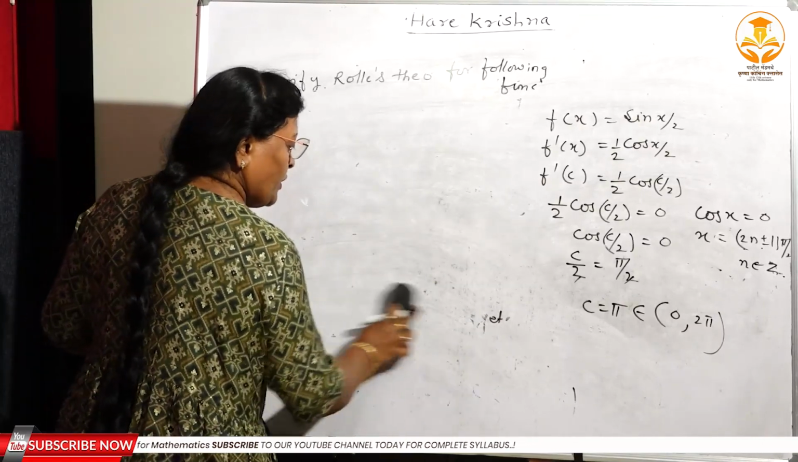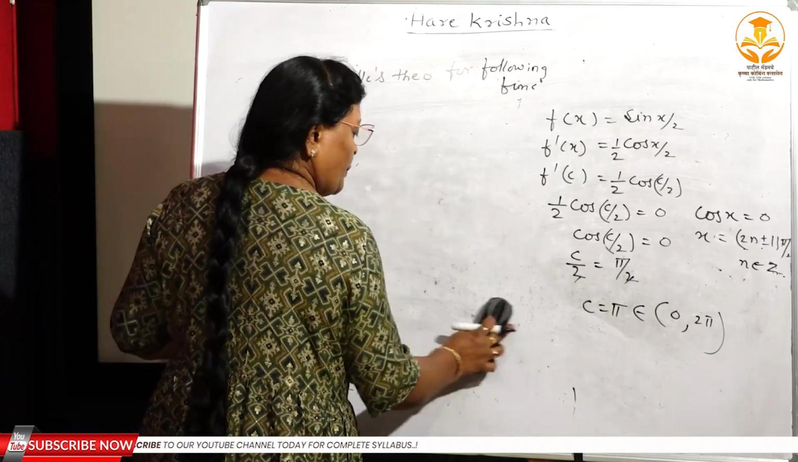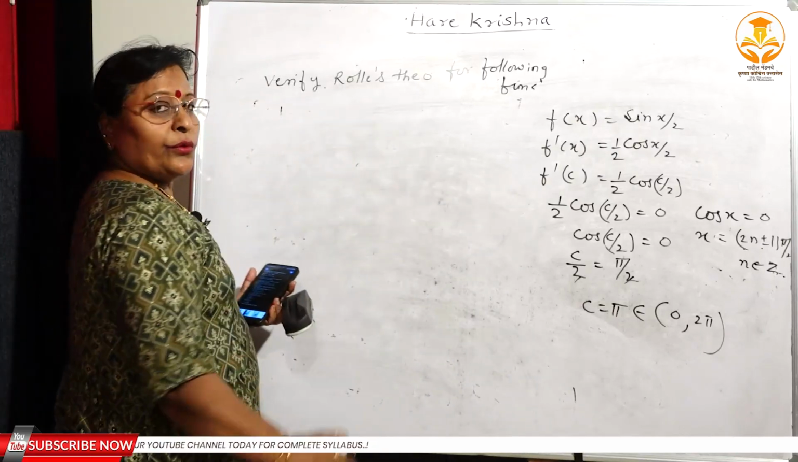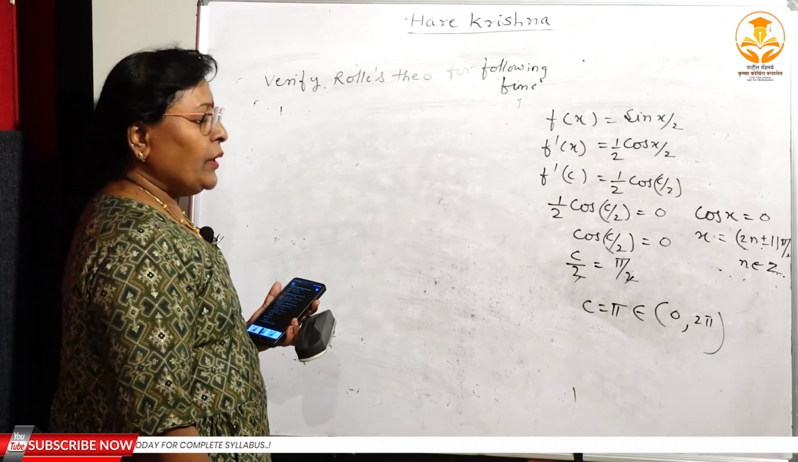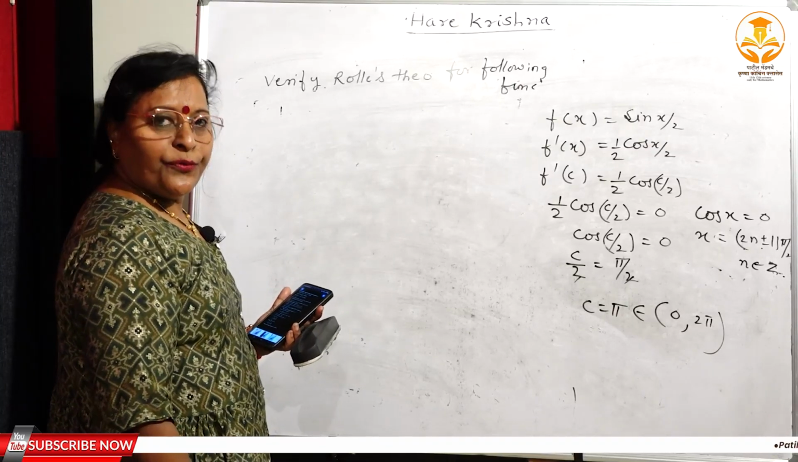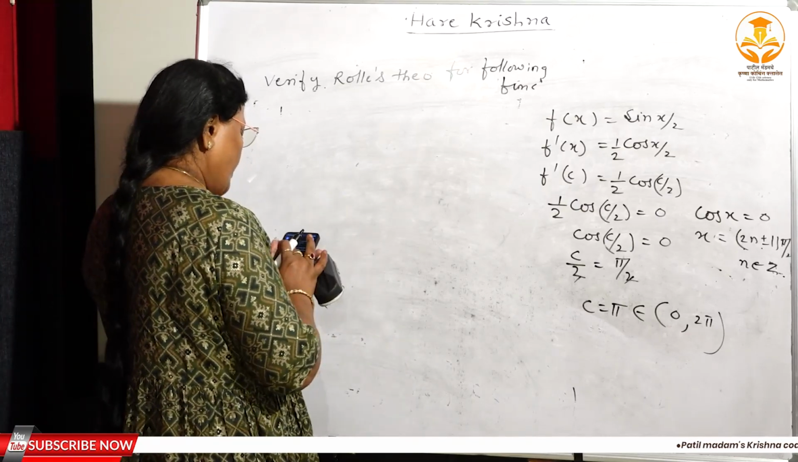Because the cos function is always equal to 0 for n pi by 2, but n should be odd, therefore the cos is equal to 0 for 3 pi by 2, 5 pi by 2, 7 pi by 2, 9 pi by 2, 11 pi by 2, isn't it?